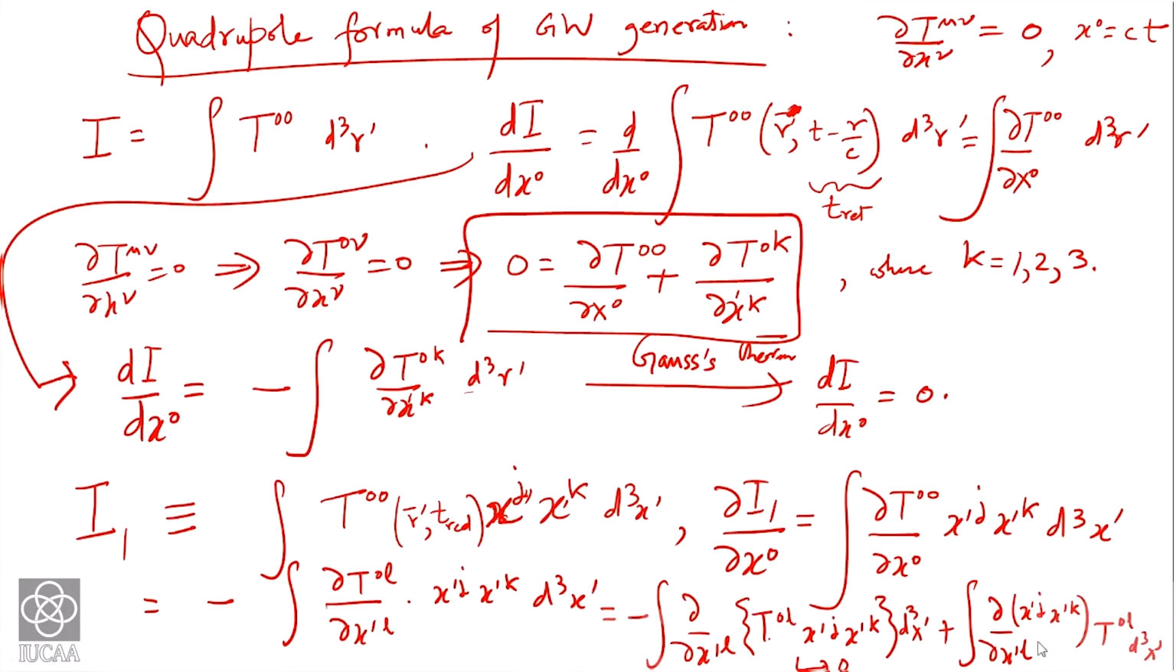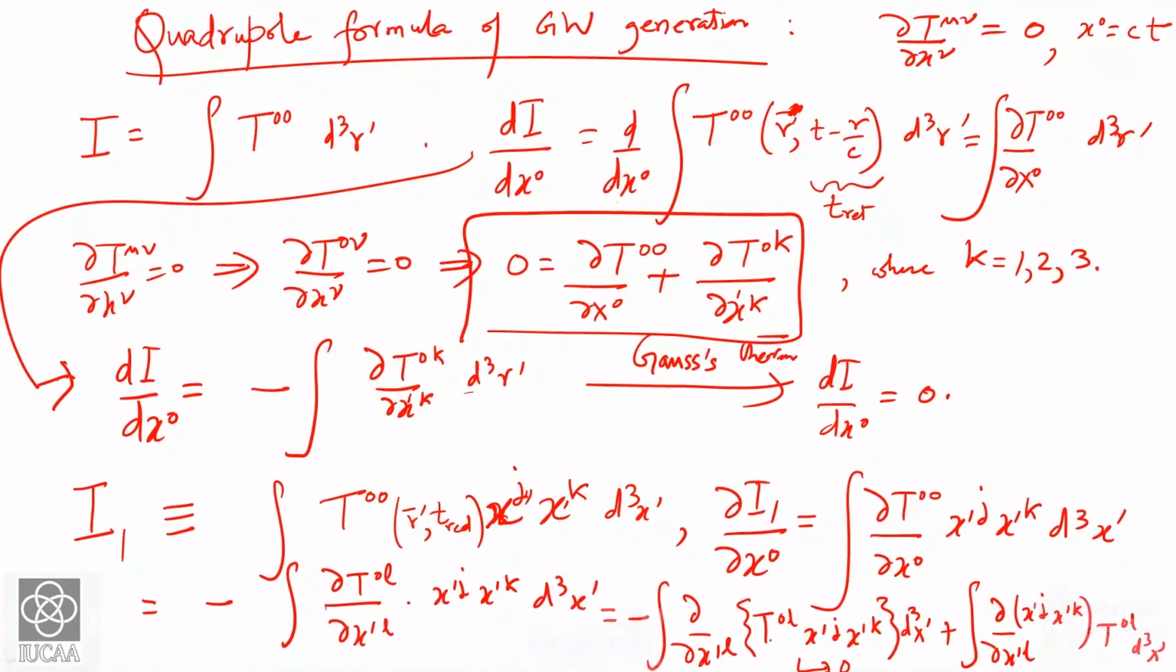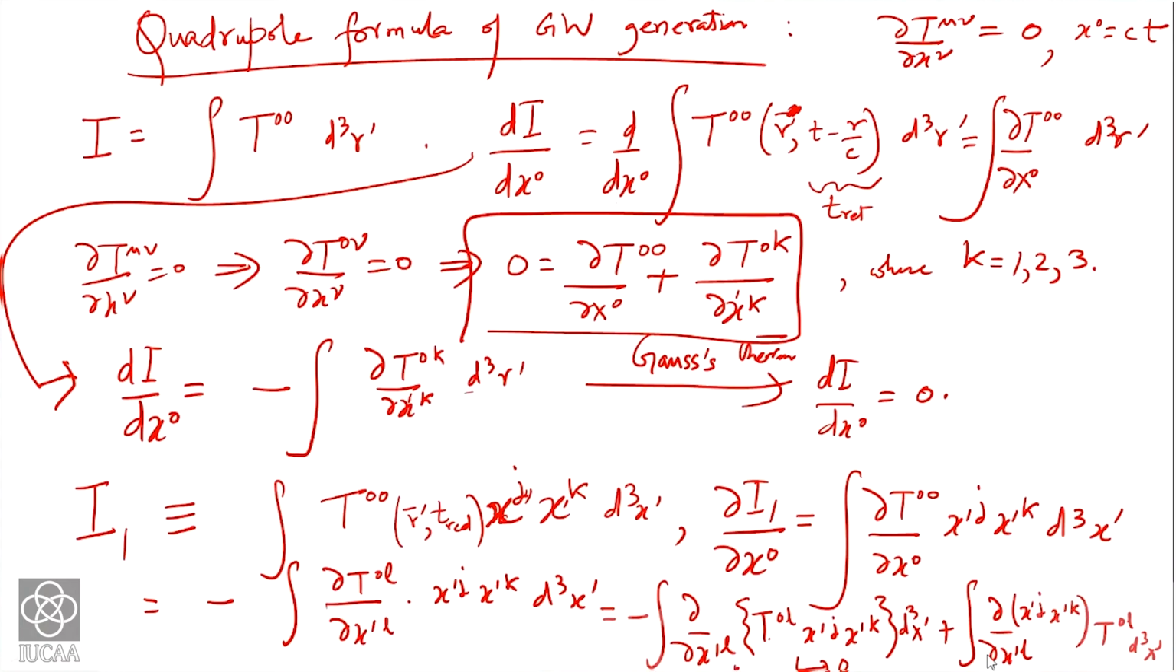So I am left with the fact that dI 1 by dx^0 is only this quantity. So, let us go to that. Therefore, dI 1 by dx^0 is simply the integral of T^{0l} del by del x'^l of x'^j x'^k, d^3x'. Because the first term has simply gone to 0, because Gauss's theorem says that the volume integral goes to the surface integral, and when you take the full volume, the surface goes to infinity. At infinity, there is no matter, so T^{0l} simply goes to 0.